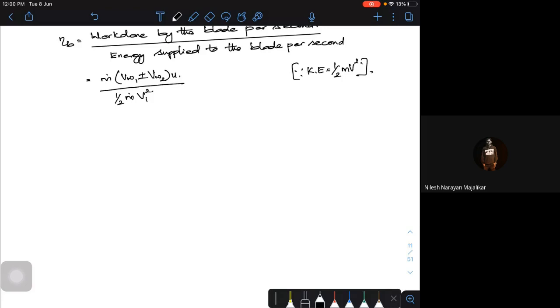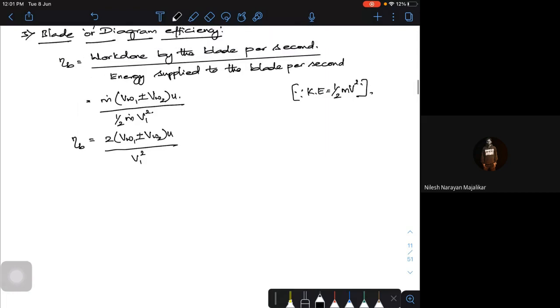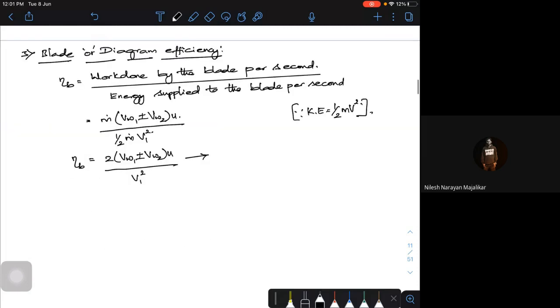Now m dot will simply go off. Then if I take 2 from the denominator to the numerator, this will be 2 into (VW1 plus VW2) into U divided by V1 square. This is the expression, equation number 8. This is the expression for blade efficiency or diagram efficiency.